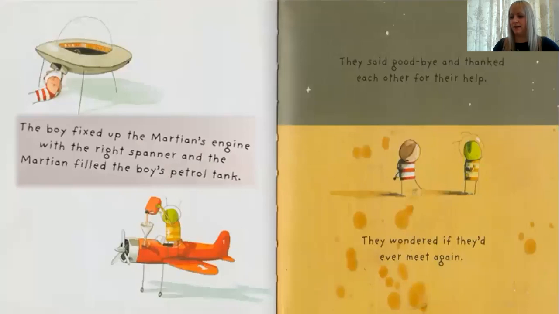The boy fixed up the Martian's engine with the right spanner, and the Martian filled the boy's petrol tank. They said goodbye and thanked each other for their help. They wondered if they'd ever meet each other again. Oh, they look a little bit sad, don't they? They've made friends and now they've got to go different places. I wonder if they'll be able to keep in touch.